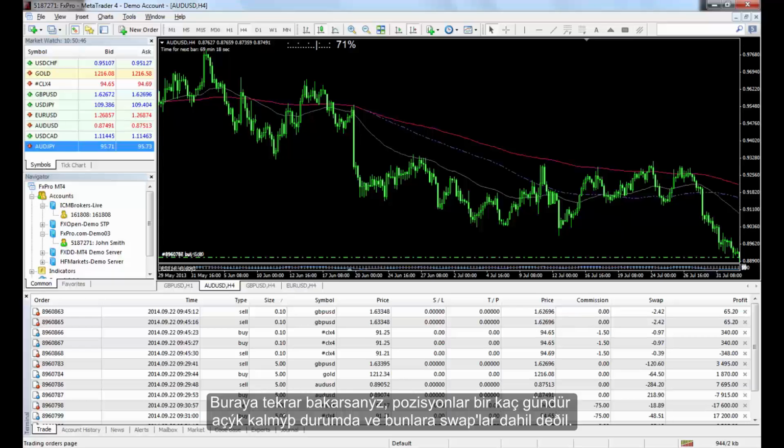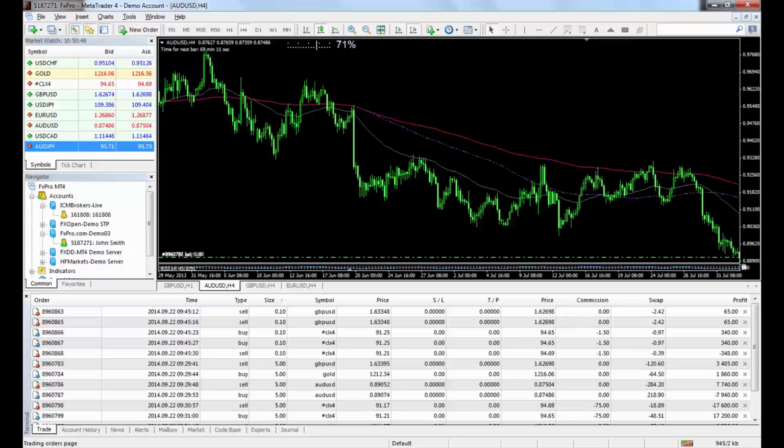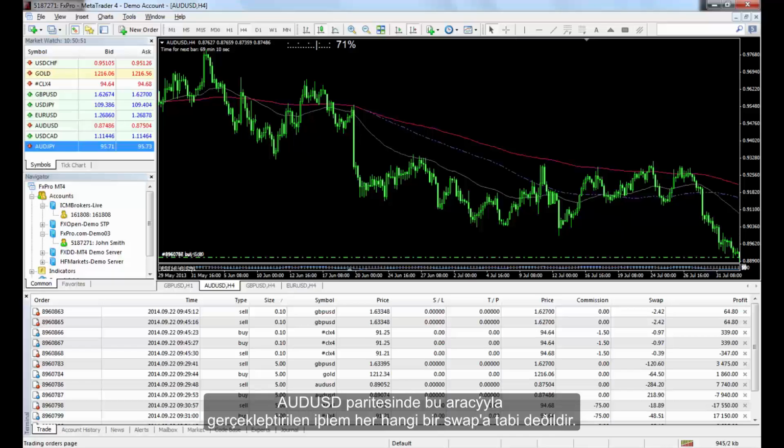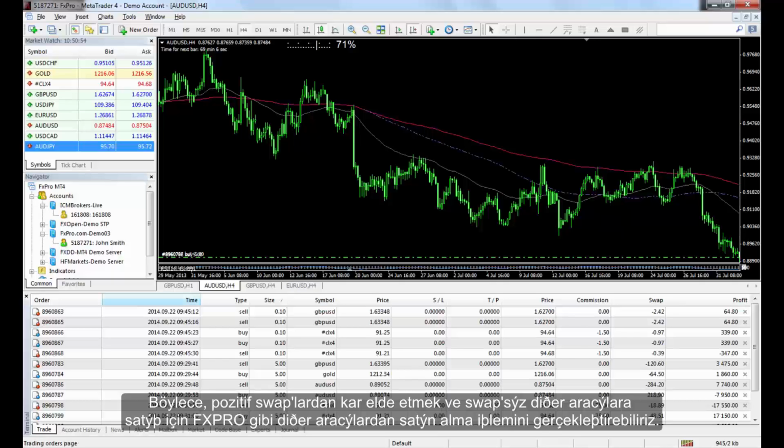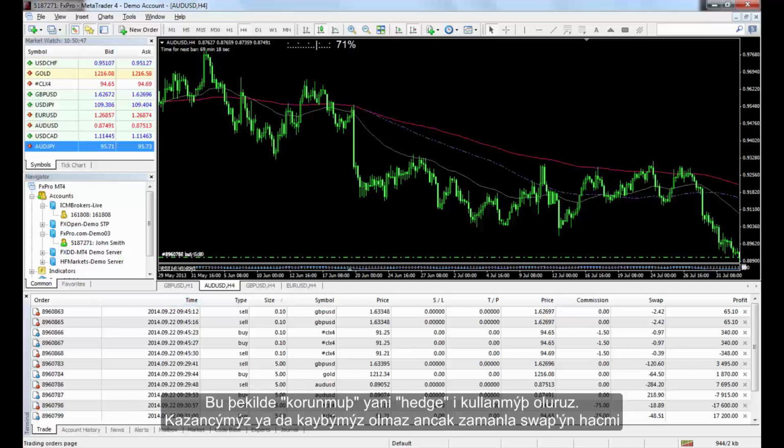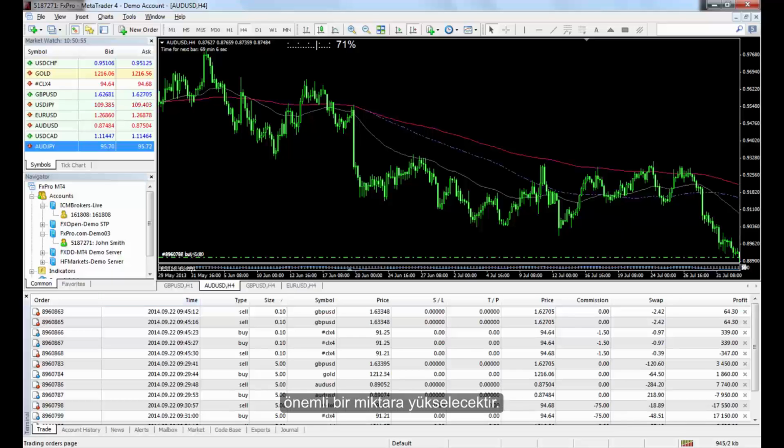If you look closely again, positions have been left open for a few days here, and they do not include any swaps. One lot in Australian against US dollars, which has been in trade with this broker, is not subjected to any swap. Thus, we can buy from other brokers like FX Pro to gain profit from positive swaps, and sell with other brokers with no swap. In this way, we have hedged, which means we have made no gain or loss, but in time the size of swap will be increased to a considerable amount.